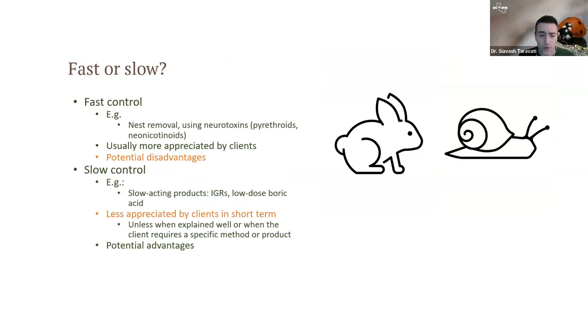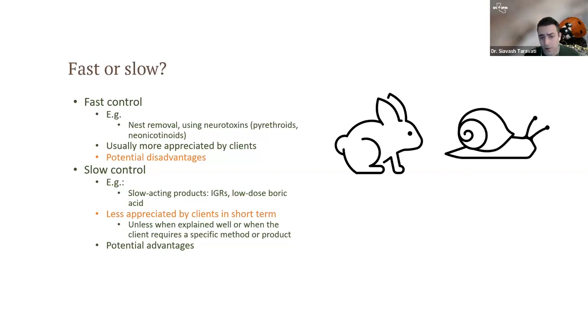When it comes to ant control or any other pest, really, we can choose different methods, right? We can use different chemicals. We can use some non-chemical methods. But usually, we can divide them into fast and slow control. So for example, if you can remove a nest of an ant species, then you're quickly removing a lot of the individuals, a lot of the workers and other castes, from a property or from a location, and you can quickly do a good job in getting rid of the pest, right?